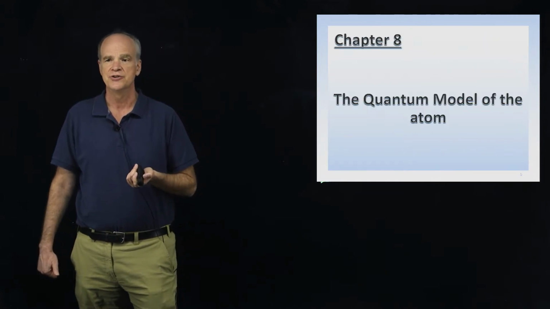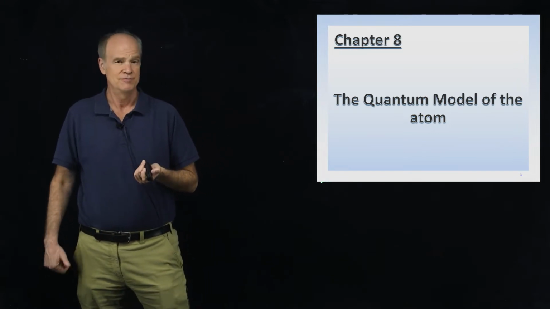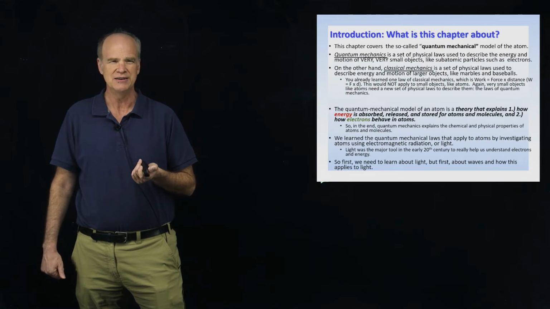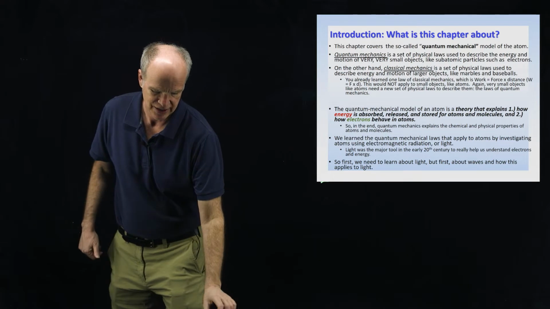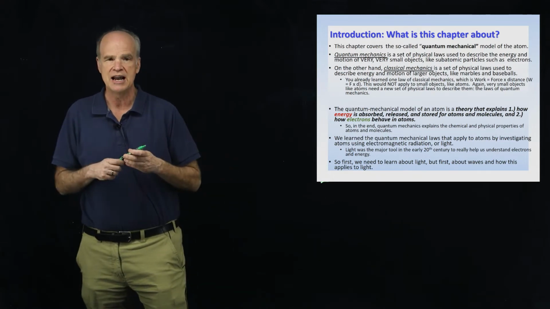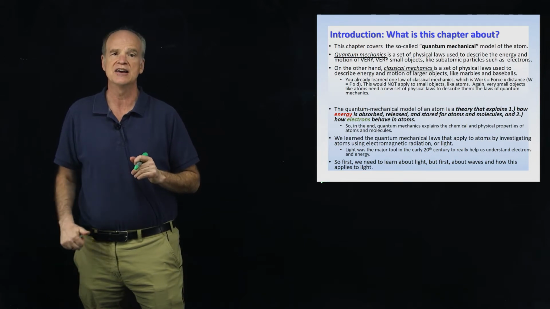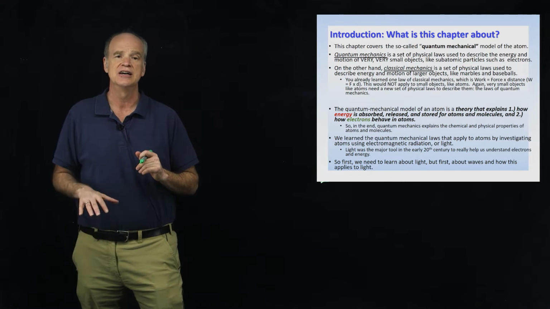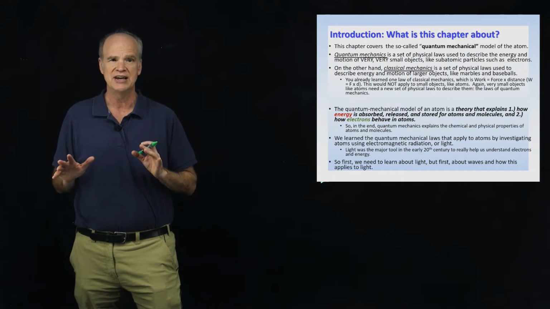Okay, so to start off with, I want to talk a little bit about a description of the quantum model of the atom. Let me take a few moments to talk about what this is on the light board. The quantum model of the atom uses something called quantum mechanics to understand the behavior, the location, and energy of electrons that are found in atoms.